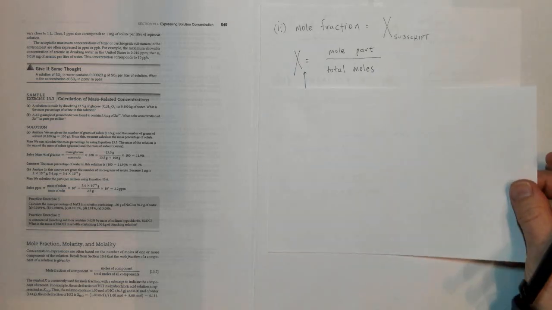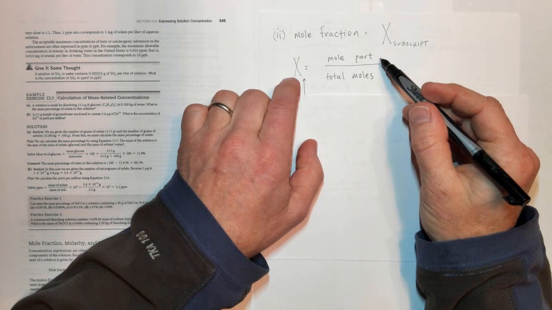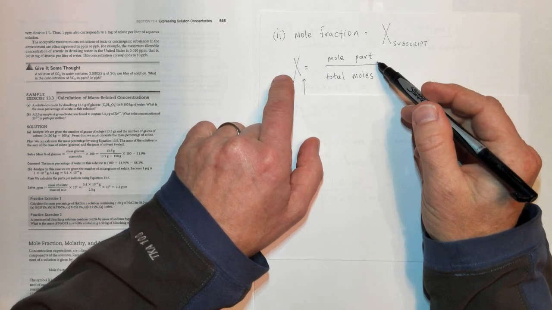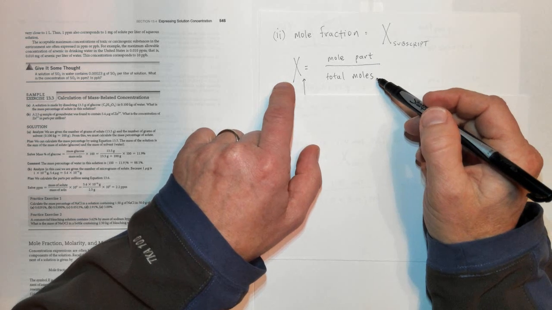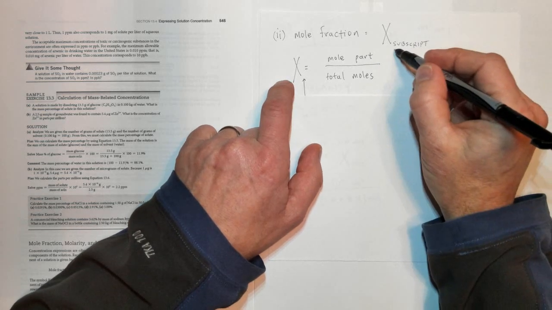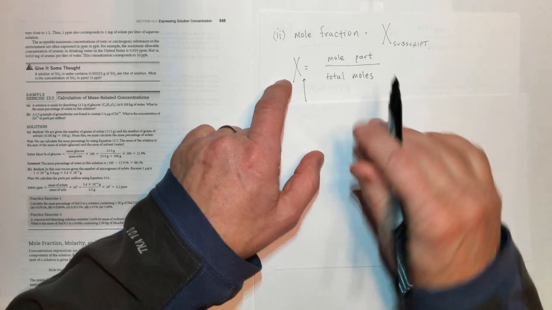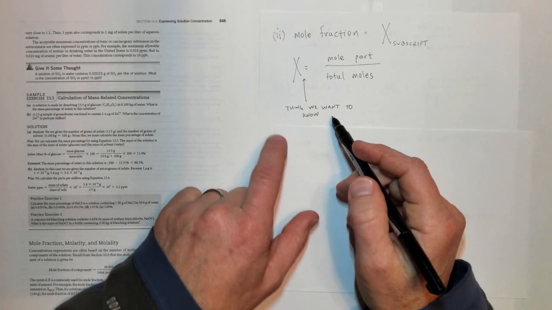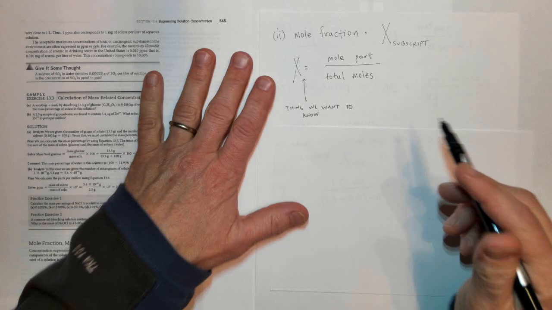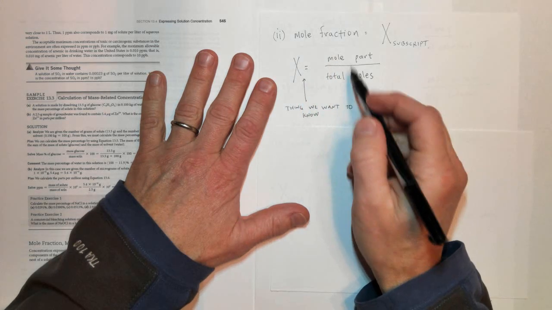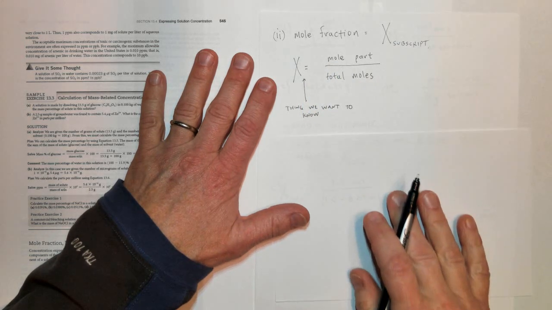Alright, the next type we're going to look at is something called mole fraction. Mole fraction is equal to the moles of the part that we're interested in divided by the total moles in the solution. We use a subscript right down here to indicate the thing that we want to know. Whatever part we're interested in, that's the mole fraction that we want to find.